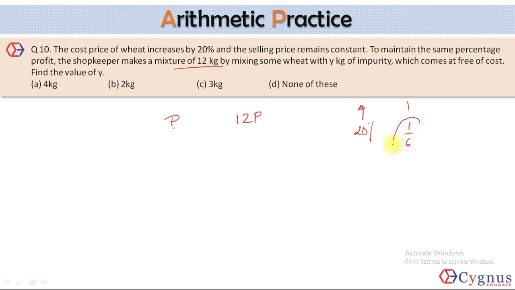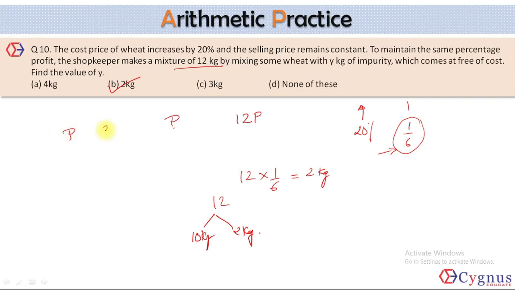That means we'll have to reduce 1/6. So this 1/6 must be what? This should be the impurity part of the total weight. What was the total weight? 12. What is 1/6 of 12? 2 kg. That means these 12 kg will have 10 kg of wheat, and the remaining 2 kg must be impurity. So the answer becomes what? 2 kg.